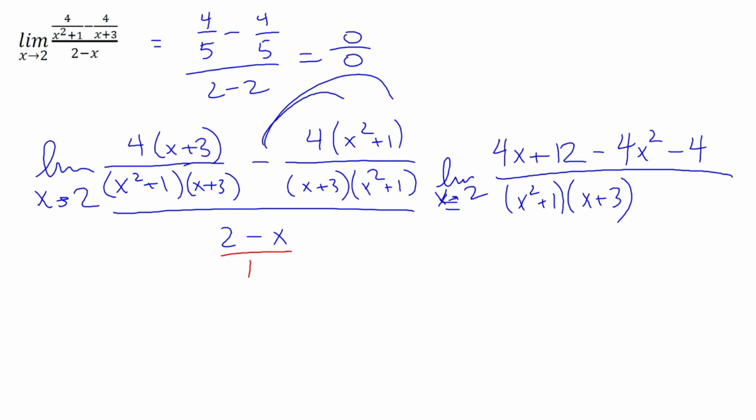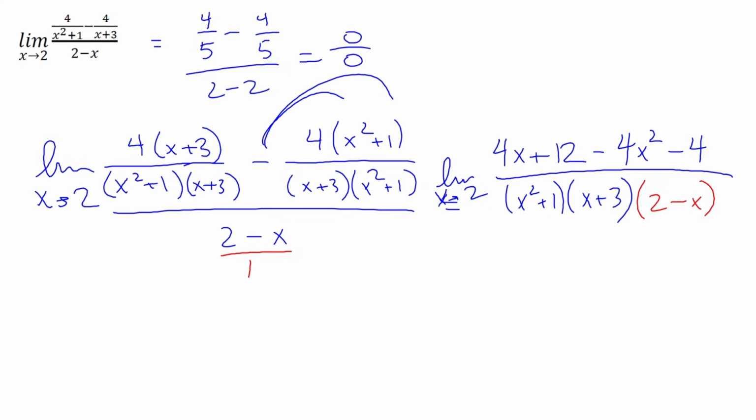I can put that 2 minus x from my original denominator over 1, and then it's like a fraction, the big fraction in the numerator, divided by the smaller fraction in the denominator. I can just multiply by the reciprocal, which means I'm multiplying the top by 1, which does nothing, and the bottom by 2 minus x.